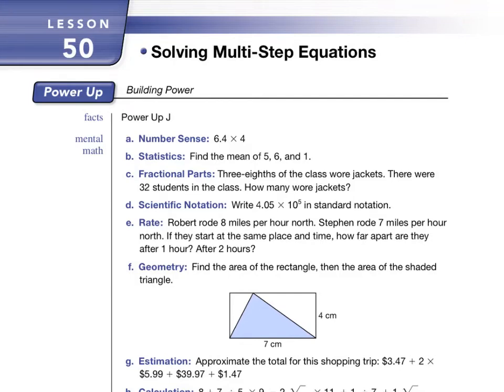Good morning, pre-algebra students. Today's lesson is solving multi-step equations. So get out your notebook. You're going to take a few notes. Mostly it's practice problems, though, because we've dealt with multi-step equations before. All right, let's get started.